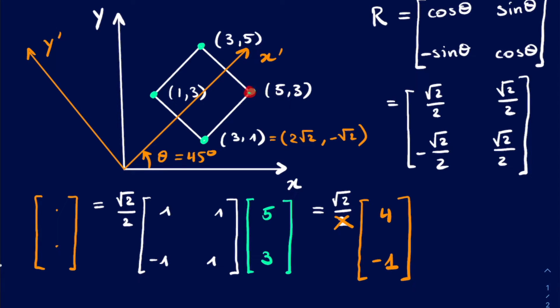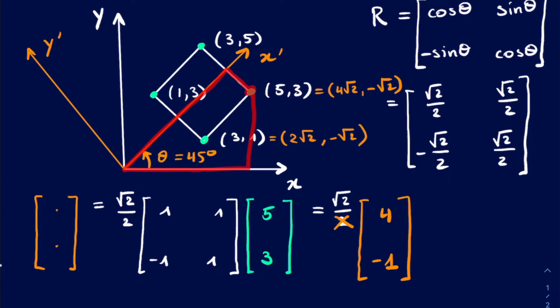And thus, this corner of our square, which in the xy coordinate system was 5, 3, in the x prime and y prime coordinate system becomes the following. We have 4 times the square root of 2 for the x prime component and minus the square root of 2 in the y prime component. And again, this makes sense. Originally, we had 5 in the x direction and 3 in the y direction, and now we have 4 times the square root of 2 in the x prime direction, and again minus the square root of 2 in the y prime direction.